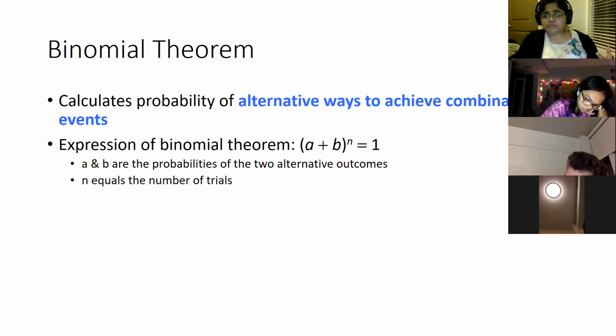This is a way of cutting down the number of times you use the product rule and sum rule, just because there are so many different combinations when you get to higher and higher numbers of the outcome that you're looking for.